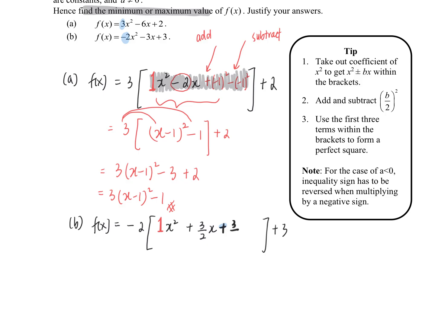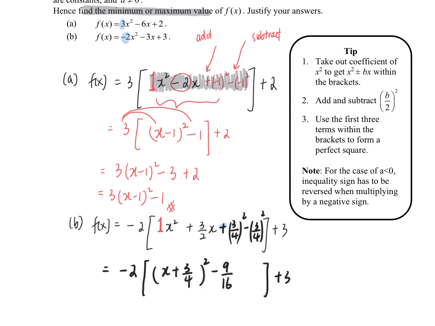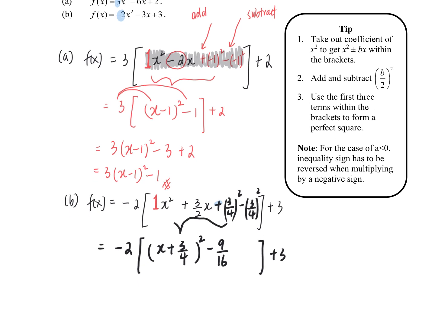So 3 over 2, if you half it, is 3 over 4. And then you take it away. So how to complete the square? It's basically these two. If you can skip steps all the way, just skip it, it's fine. This is just as explicit as I can be. So these 3 go into your bracket. This is what I have here.